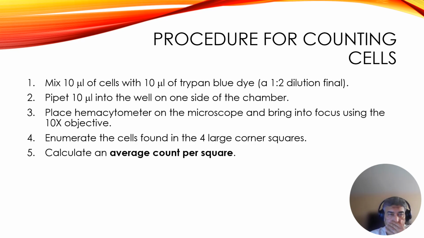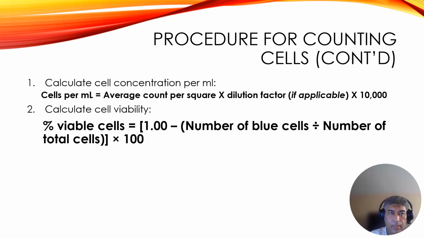The procedure for counting cells is: mix 10 microliters of cells with 10 microliters of trypan blue, a 1 to 2 dilution final. Pipette 10 microliters into the wells of one side of the chamber. Place the hemocytometer on the microscope and bring it into focus using the 10x objective. Enumerate the cells found in the 4 large corner squares. Calculate an average per square. Calculate cell concentration per ml.